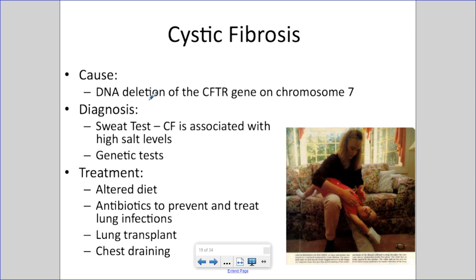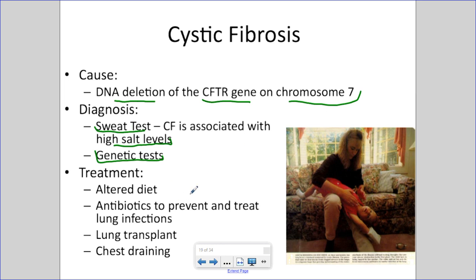Cystic fibrosis is caused by a DNA deletion in a particular gene called the CFTR gene, which is located on chromosome 7. To diagnose cystic fibrosis, it's typically done with a sweat test. Cystic fibrosis is associated with high salt levels, so the sweat is tested for its salt content. Genetic tests are done as well to determine if this abnormal gene is present.